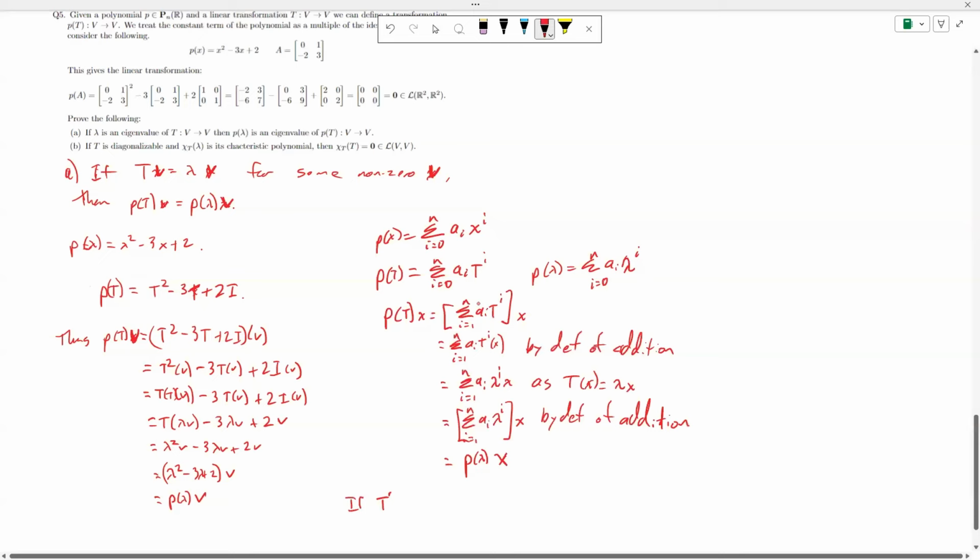The one thing I used is that if T of x equals lambda x, then T to the n of x equals lambda to the n x. And this is going to be left as an exercise. Now, sorry for jumping back and forth between x's and v's. Hopefully, this is not too hard to follow.